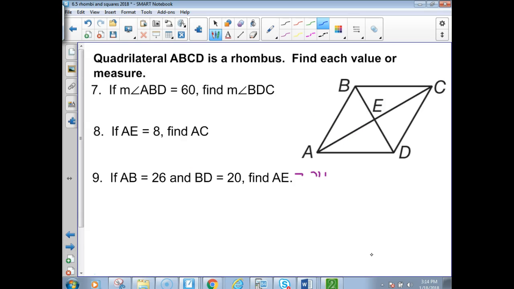Okay, got another rhombus. These are all 3 separate questions, so we're going to have to treat them as if they're totally unrelated. We start over on each picture each time. It's got angle ABD is 60. ABD, that's up here. And then it says find the measure of angle BDC. Where's BDC? Yep, it's 60 also.